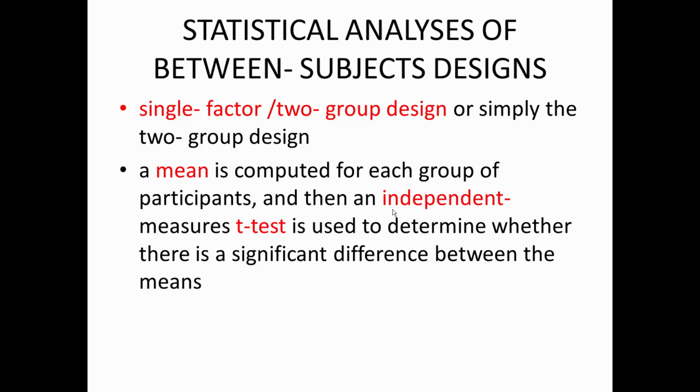Now, after you do your between subject research, what statistical analysis should be used to see if the difference is significant? The easiest statistical analysis is the t-test if you have only two groups. So you have to use an independent samples t-test in order to compare your experimental and control group.